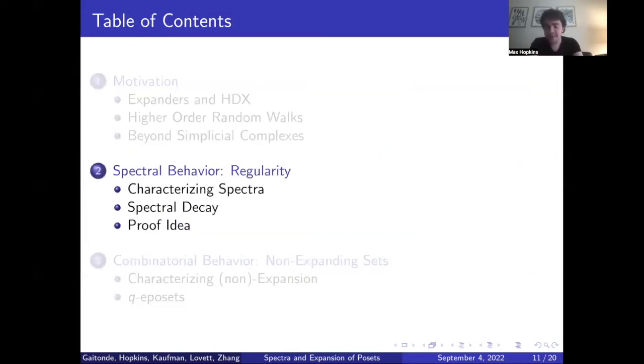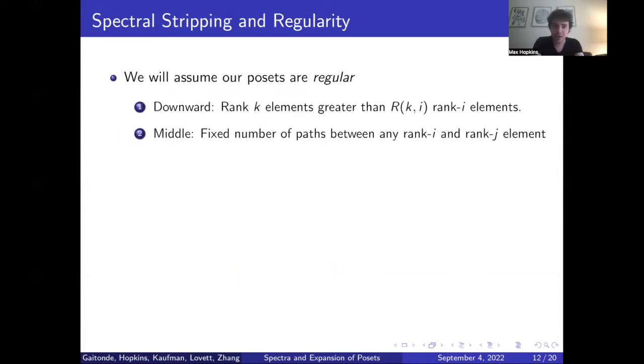Okay, so with that out of the way, let's get into a little bit more detail. First, I want to talk about characterizing the spectral behavior of walks on expanding posets, high-dimensional expanders. Okay, so first of all, to make our results more interpretable, we're going to make the assumption that our posets are regular in some fashion that's satisfied by most standard types of posets considered in the literature. The first assumption we'll make is that these posets are downward regular, which basically means that any given rank k element will be greater than the same fixed number of rank i elements.